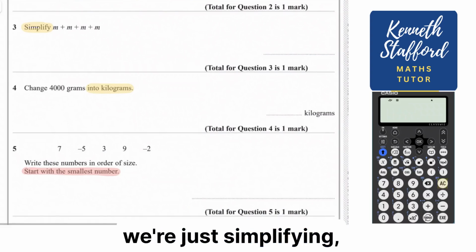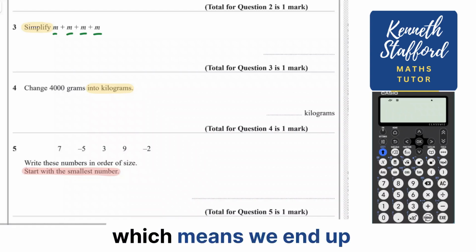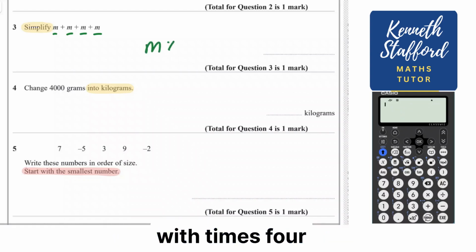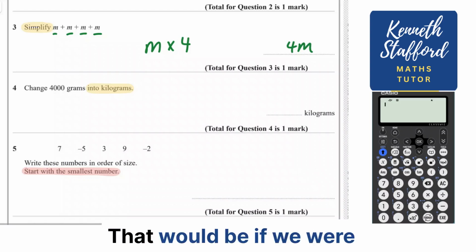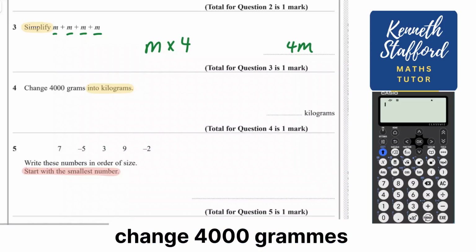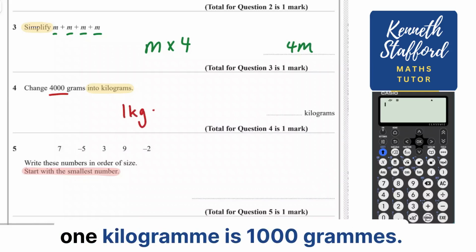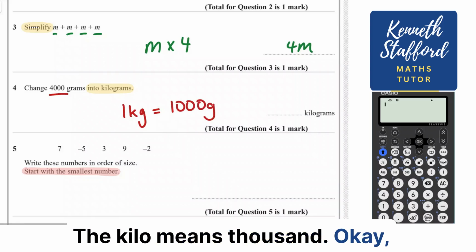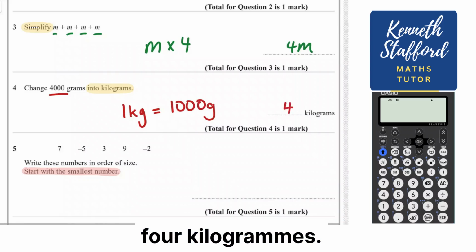Question 3, we're just simplifying, collecting up the like terms. There are 1, 2, 3, 4 m's, and we're adding them together, which means we end up with m times 4, or 4m. Not m to the power of 4, that would be if we were multiplying them. Question 4, change 4,000 grams into kilograms. So what you need to know for this is that 1 kilogram, 1 kg, is 1,000 grams. The kilo means 1,000. Okay, so 4,000 grams will be 4 kilograms.